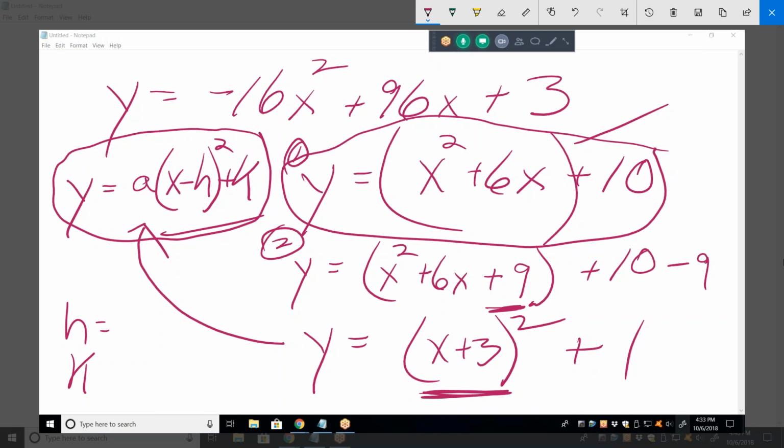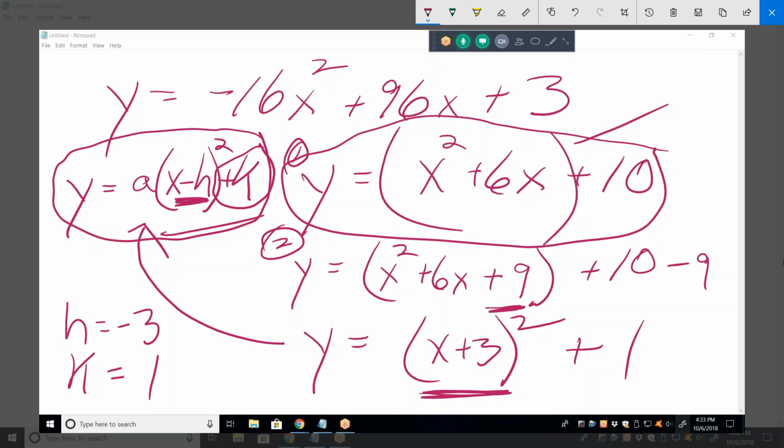3 and 1. No. If it was 3, then it would say x minus 3. Notice that. x minus h. And I'm looking at an x plus 3. Therefore, what must h be? Negative 3. What's k? Negative 1. Not negative. That does say plus k. So just 1.